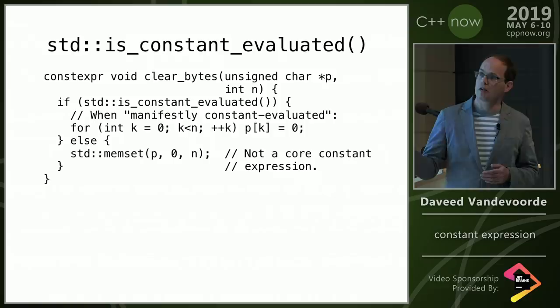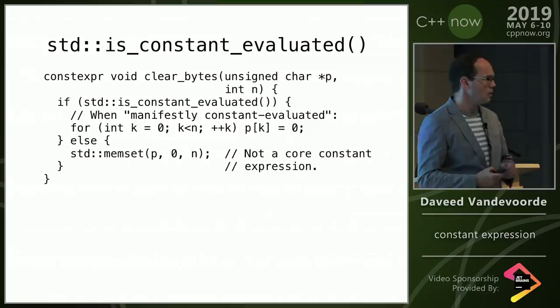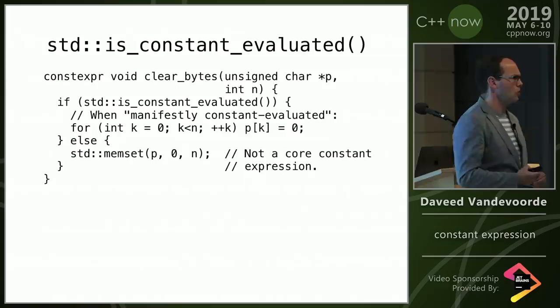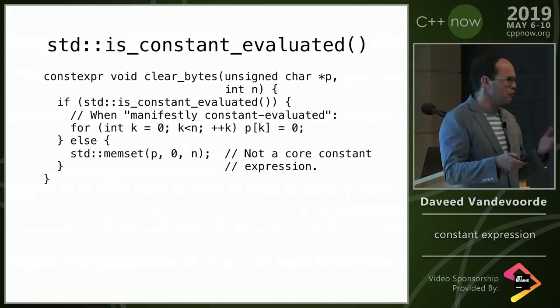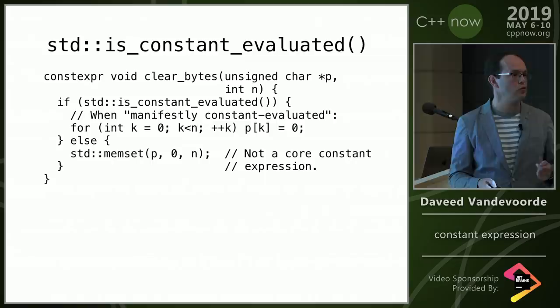Peter? Wouldn't good compilers actually implement the first loop as memset at runtime? If they're very good, yes. So the question was, wouldn't this be optimized really well? I suspect yes, but it's a simple example to fit on a slide. It's not just about memset, it's about any code that you've tuned using inline assembly or whatever trick that is not friendly to constexpr.